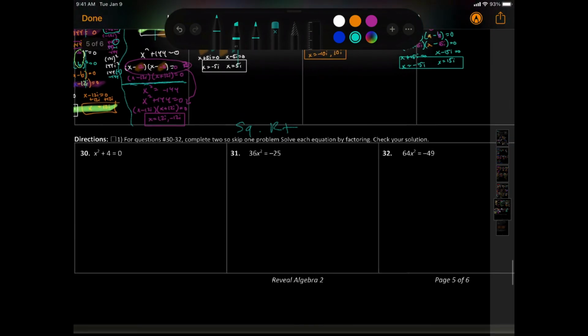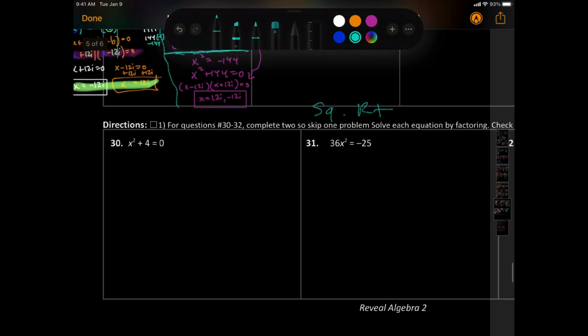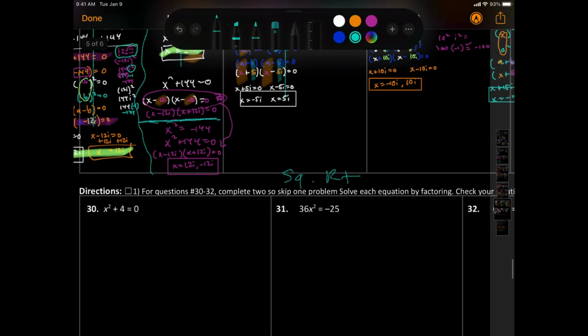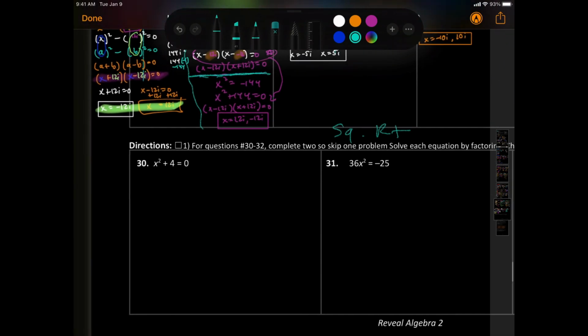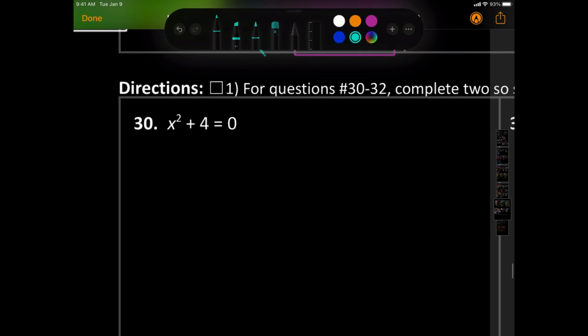All right, questions 30 to 32. I'm going to go ahead and use my method called the square root method. You could use the difference of squares if you want to, but I'm going to show you guys. It's going to go really fast. So subtract 4, x squared equals negative 4.